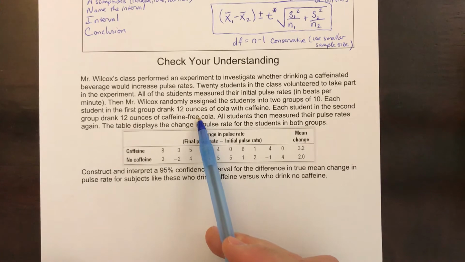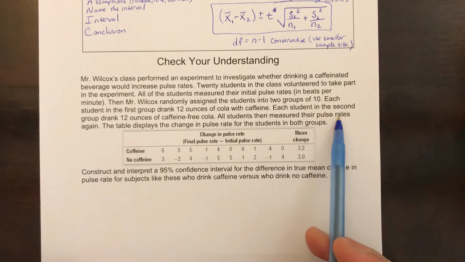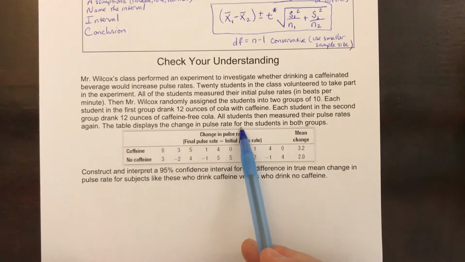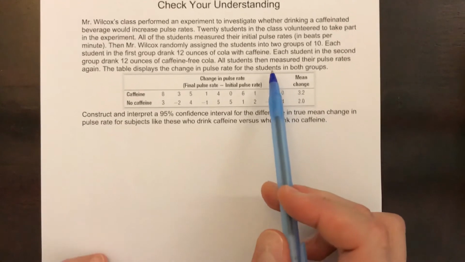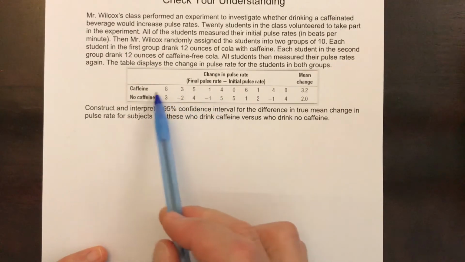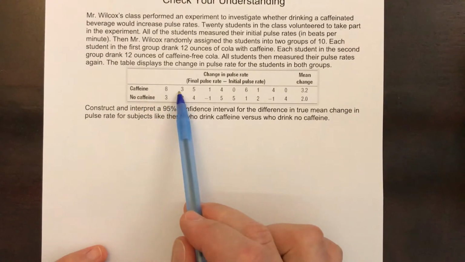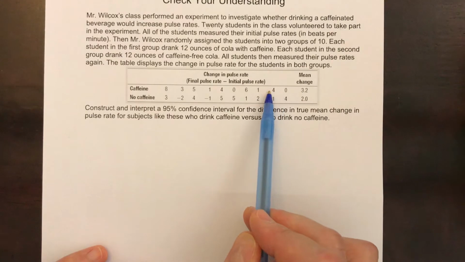And I think it's important to mention that they would have done this without knowing which one is which. All students then measured their pulse rates again. The table displays the change in the pulse rates for the students in both groups. So if you look at the table here, we've got the caffeine group and the no caffeine group, and the numbers represent the change in the pulse rates from the initial.